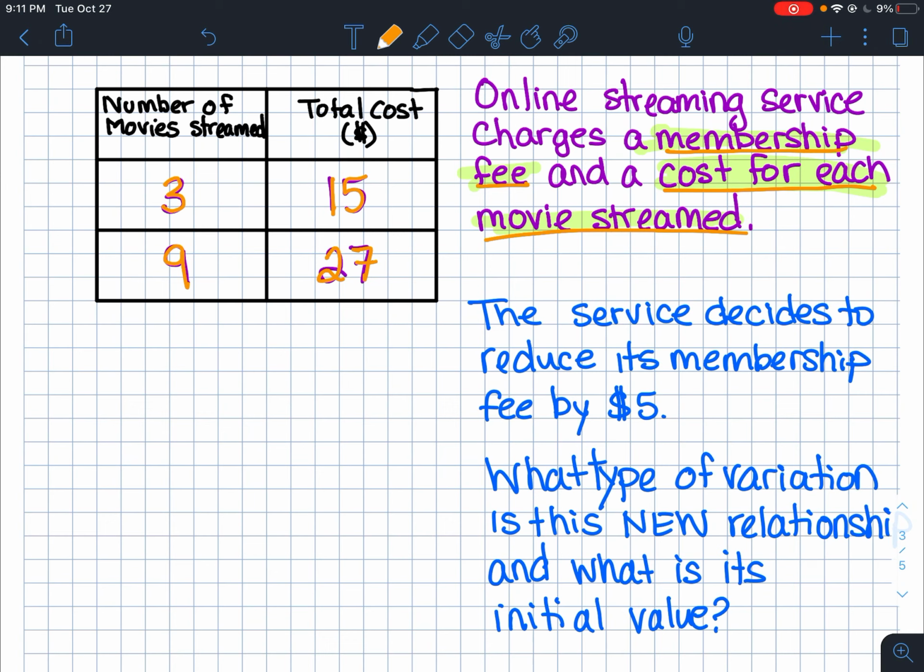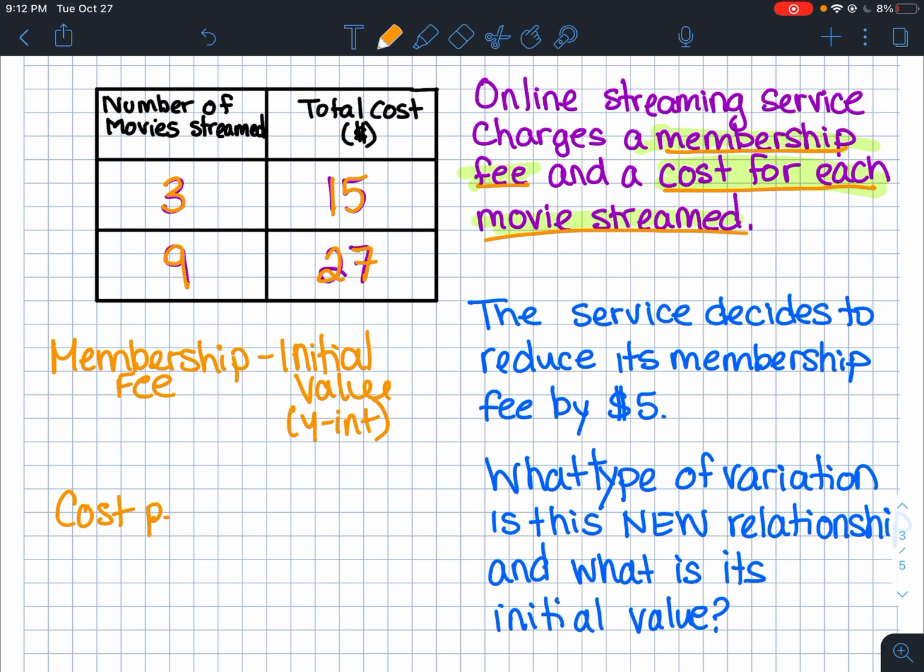All right, so if you can relate membership fee and cost per movie to an initial value, rate of change situation, you should be able to tell that the membership fee is a one-time fee. So we would call that the initial value or the y-intercept. That's the membership fee. And the cost for each movie streamed, that's going to be your rate of change, because that's the thing that's going to change every single time you stream a movie.